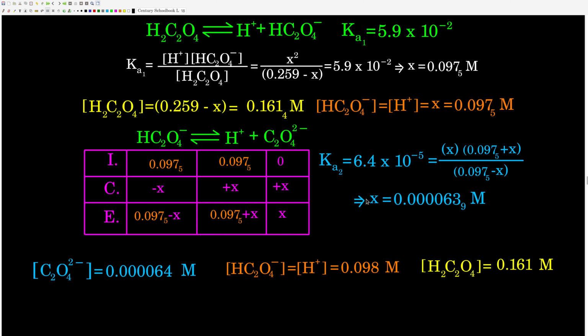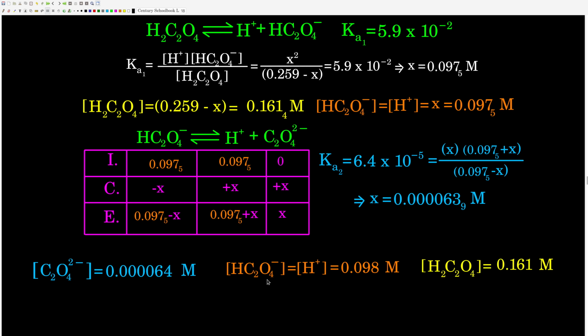Which means that x is 0.000064 molar. Was that a good assumption? Oh yes. This is 6 times 10 to the minus fifth, which is like 2 places down from the last sig fig in here. So that was a good assumption. And we have our x for our second acidic proton, which means we now know the concentration of the oxalate ion at equilibrium, which is just x, so 6.4 times 10 to the minus fifth molar.